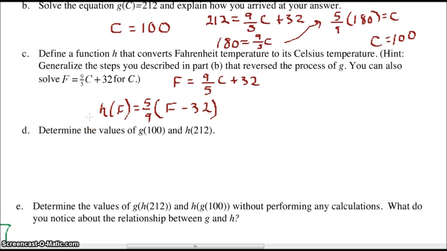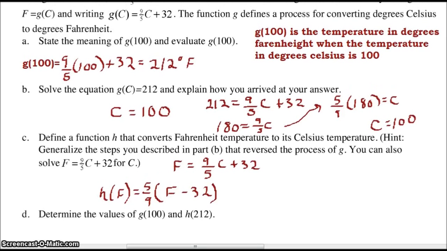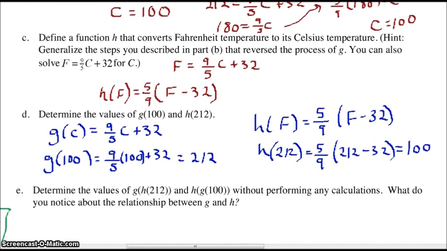Part D says determine the values of g of 100 and h of 212. This is pretty simple. We just substitute 100 in for g and 212 in for h. So I've worked that process out for you here. Just made a small mistake. This is actually 100 and you don't need this. Okay, make sure you can do that process on your own.